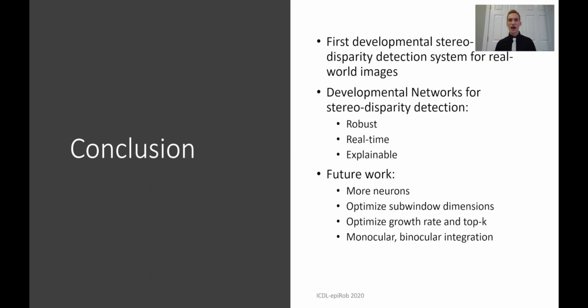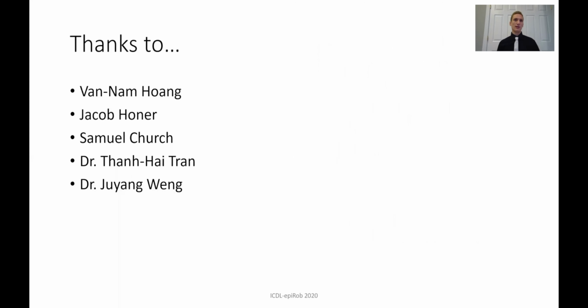Future work will look further into how well the DN can perform stereo disparity detection by adding neurons, optimizing subwindow dimensions, optimizing neuronal growth rate, and varying the top K number. Future work will also look into how the DN can integrate monocular information with binocular information to perform more complex tasks. We hope to see this technology in use in the near future, making driverless cars and blind visual aids more adaptable.